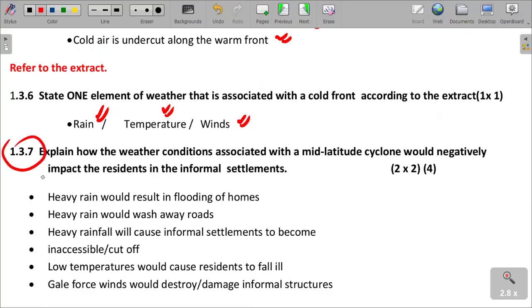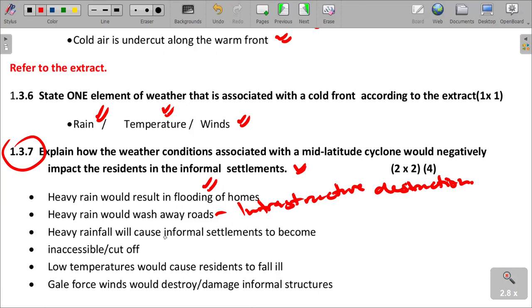Number 7, explain how the weather conditions associated with a mid-latitude cyclone would negatively impact the residents in the former settlement. Obviously, because of the heavy rains, they would result in flooding. It is also given that there are cases of flooding of homes, and then also the destruction of infrastructure can happen there.